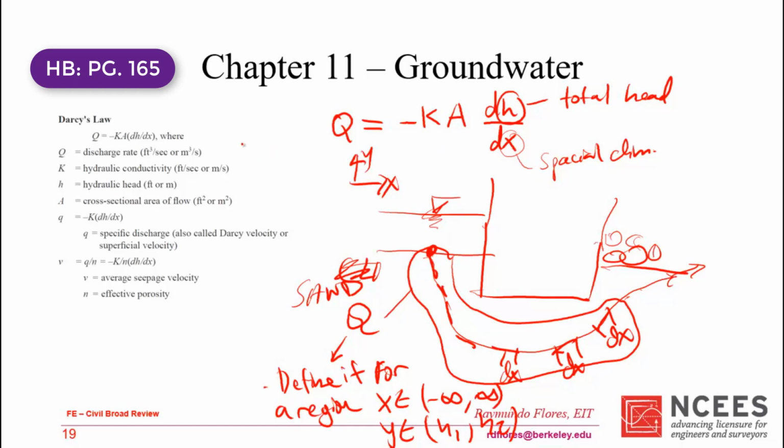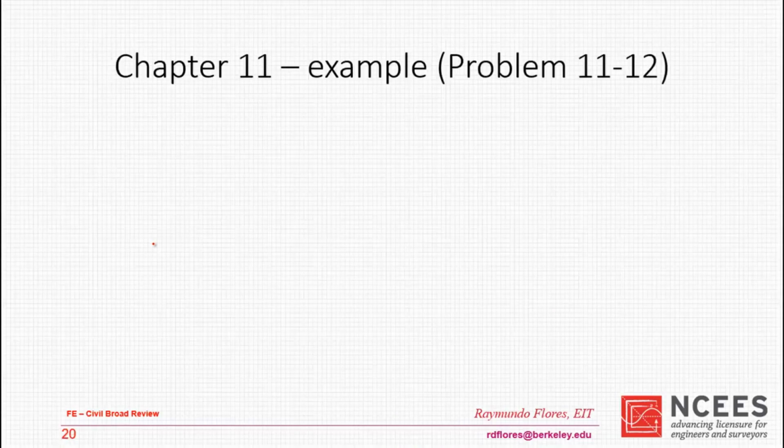And by the way, all these things should look familiar to you. You have A, K. K is the hydraulic conductivity. H is the total head. X is just the dimension, the length dimension in the direction of flow. So anyways, let's see an example.